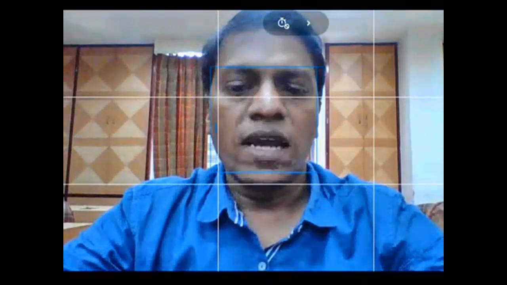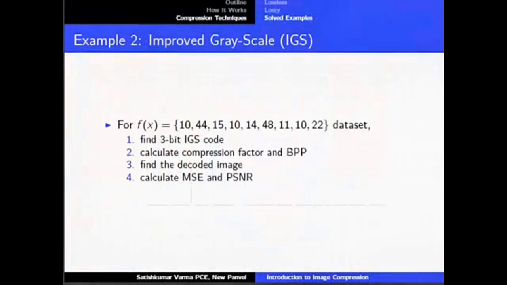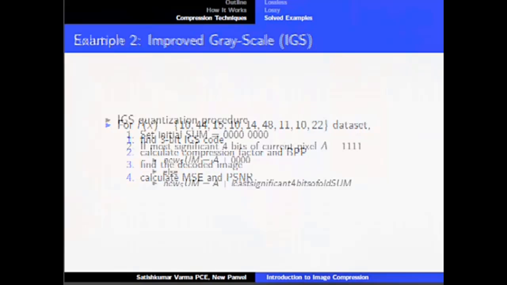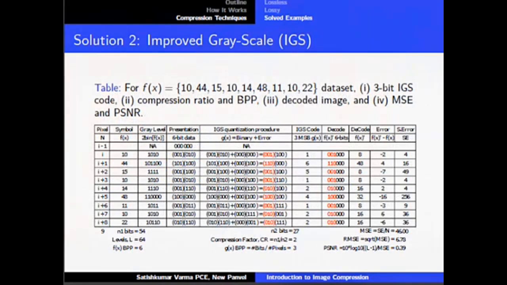Now let us look at IGS quantization technique. To take this as an example, where f of xy is input to IGS code. Let us see the procedure of IGS quantization. This is how it works. Now we know the quantization leads to error, and hence f cap xy is not equal to f of xy, as shown in the second last column in this table.